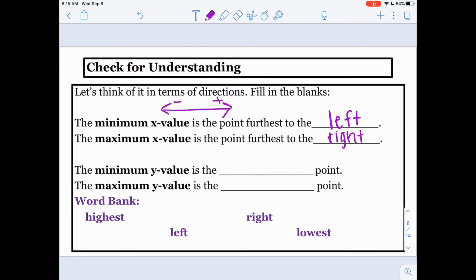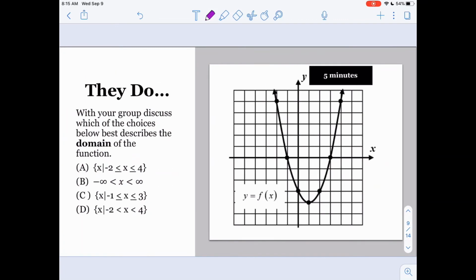The minimum y value is the lowest point, and the maximum y value is the highest point. That's because the y-axis runs vertically, and the lower you go, the more negative the numbers get, and the higher you go, the more positive the numbers are. Now, pause the video here for 2 minutes and figure out which of the choices below best describes the domain of the function. Pay very close attention to the endpoints.